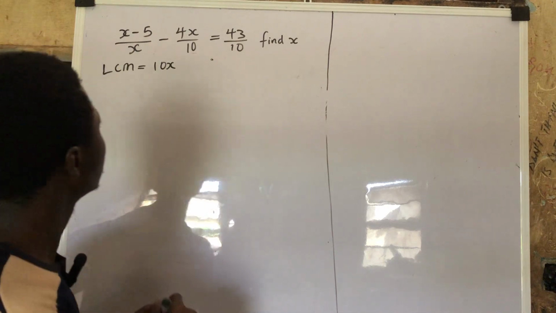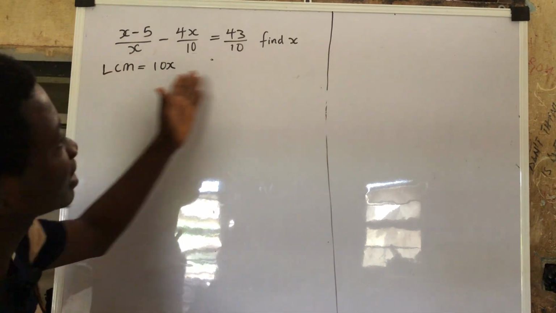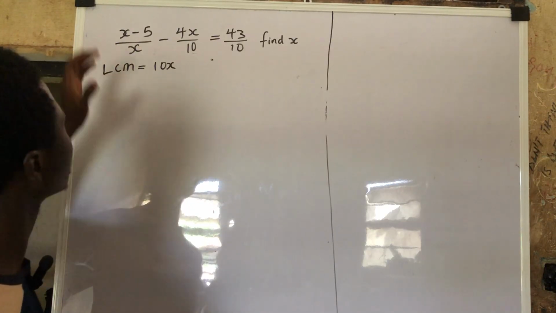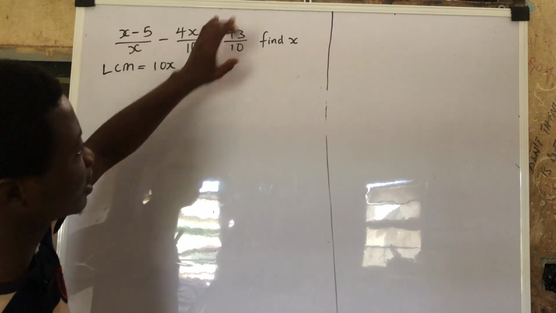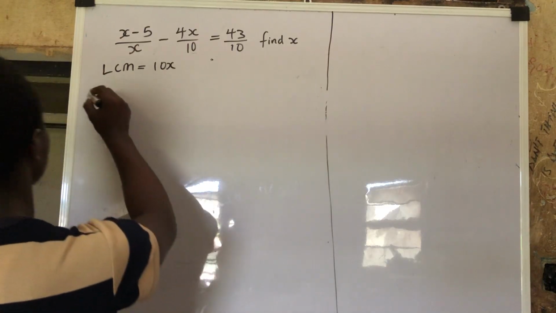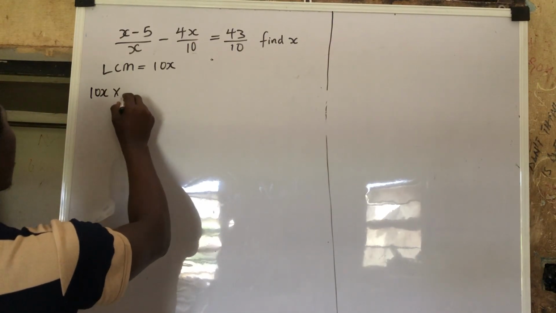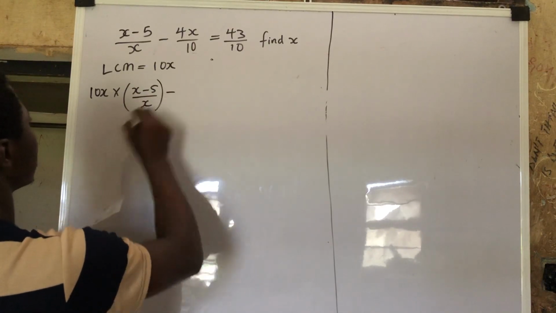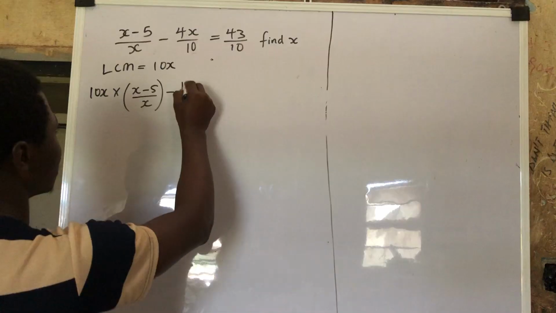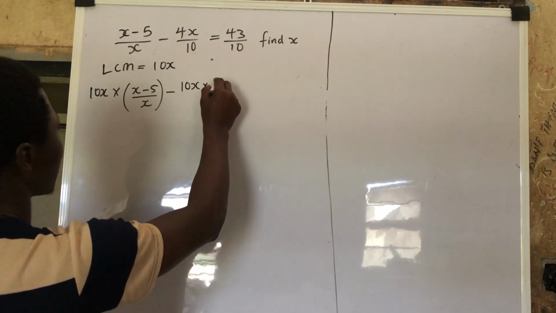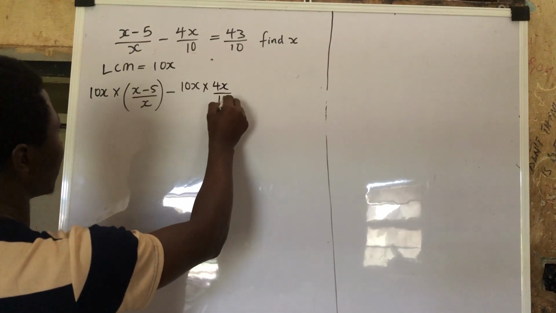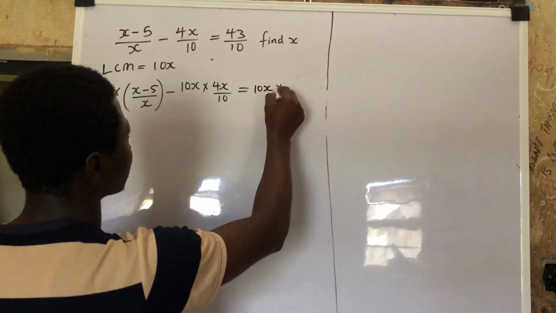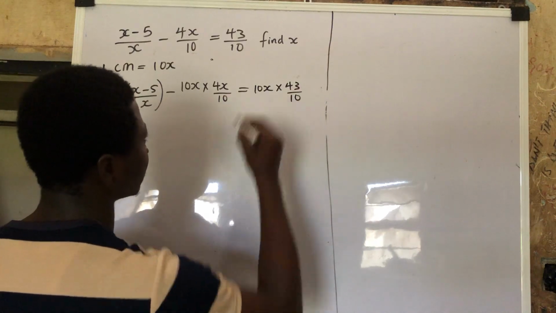So what is next? In order for us to relieve this equation of its fraction, that's removing the fraction entirely, we have to multiply each of these by the LCM. So let's do that. I'm going to say 10x multiplied by (x - 5)/x, minus, we do likewise, 10x multiplied by 4x/10, is equal to, we do likewise to this, 10x multiplied by 43/10.